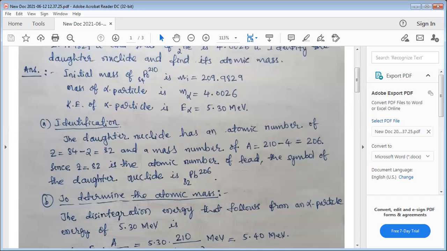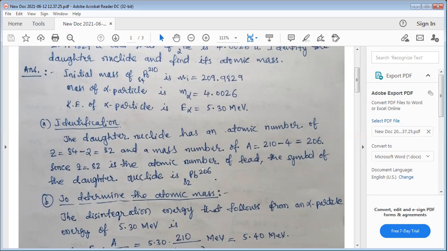The daughter nuclide has an atomic number of Z equal to 84 minus 2, which is 82, and a mass number of 210 minus 4, which is 206. Since Z equal to 82 is the atomic number of lead, the symbol of the daughter nuclide is lead, Pb-206 (82, 206).